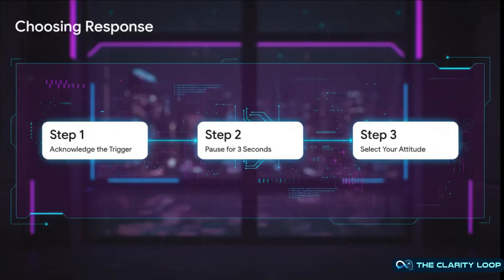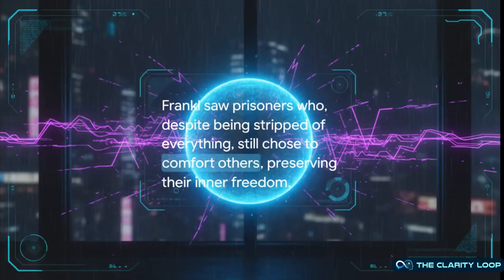So here's the micro action for you. When you feel triggered, just pause. Insert a 3-second processing delay. This creates the space you need to consciously select your attitude, instead of just running a default script probably written by your angriest ancestor. Frankl watched people who were stripped of everything, all permissions revoked, and they still chose dignity. It's useful perspective when our own systems threaten to crash over slow Wi-Fi.